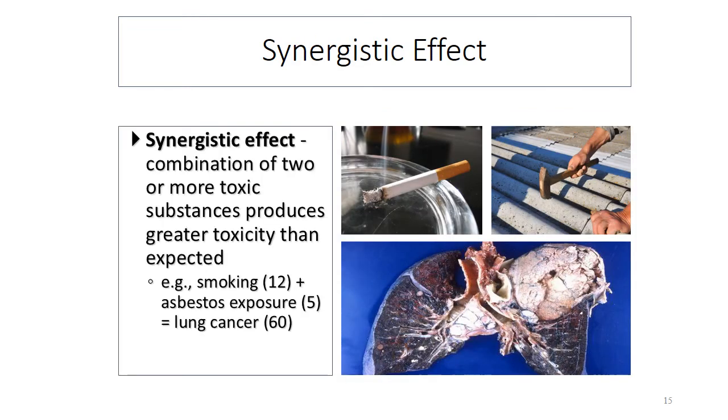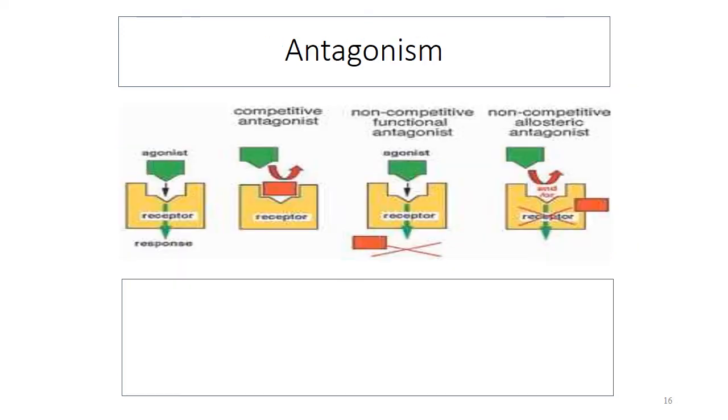And then we've got synergistic effects, where a combination of 2 or more substances produces a greater toxicity than expected. And here the example which I have is a toxicological one, but there could also be pharmacological examples as well. For example, cigarette smoking carries a certain risk, about 12 times, and then working with asbestos is 5 times the risk, and then the risk of getting lung cancer when somebody smokes and they work with asbestos shoots up to about 60 times. So that's a synergistic effect.